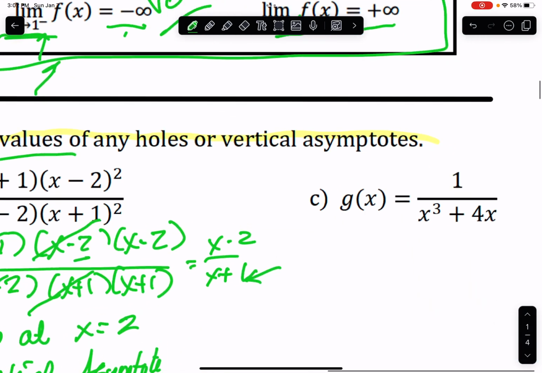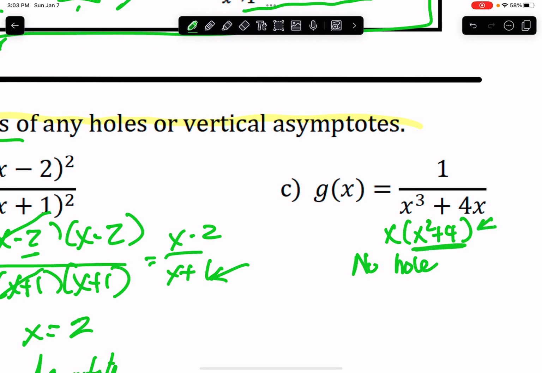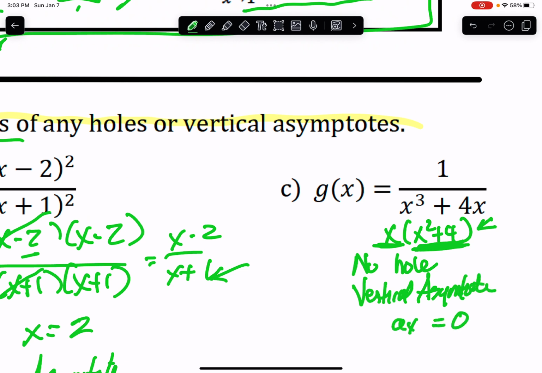And the last example for this video, if we factor this out, x, we get x squared plus 4, okay? And if you look, you have no hole. And if you look at what will make the denominator 0, this will never be 0. There's nothing you could put in that factor to be 0, but you could put a 0 in for x to get 0. So we have a vertical asymptote at x equals 0.